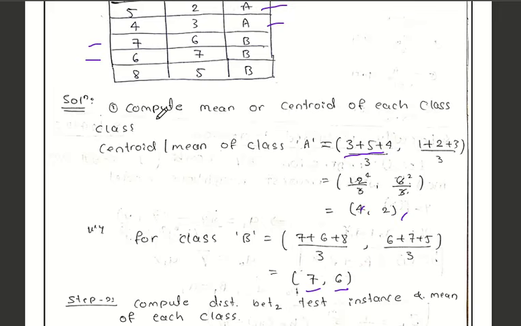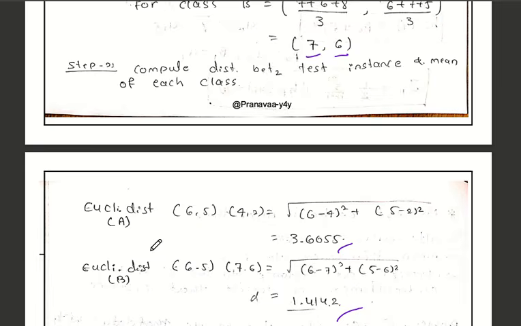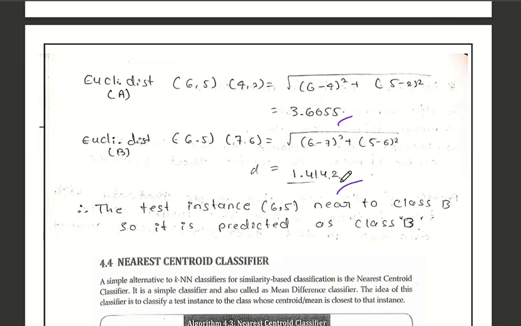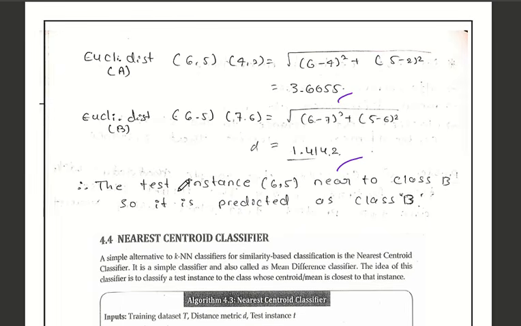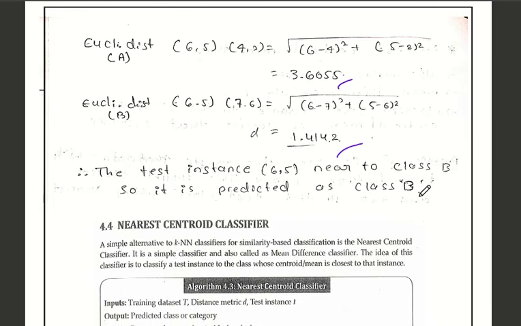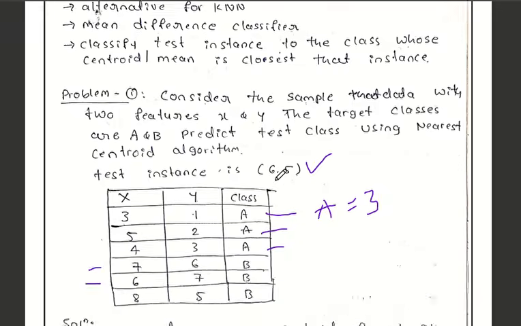By using these test instances, you need to find the Euclidean distance for A and B. Then you need to analyze which one is nearest. Here the B value is very low, so the test instance 6, 5 is nearest to B, so it is predicted as class B. This is the thing for the k-nearest neighbor algorithm.